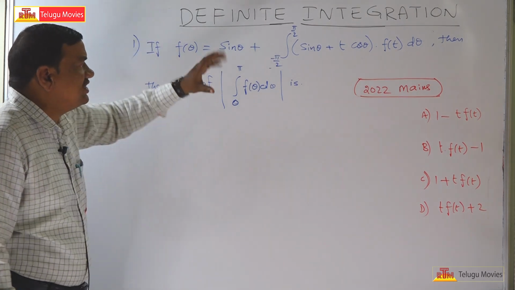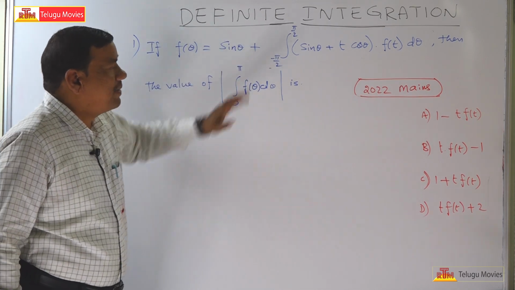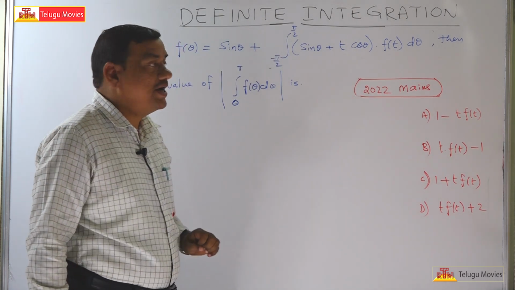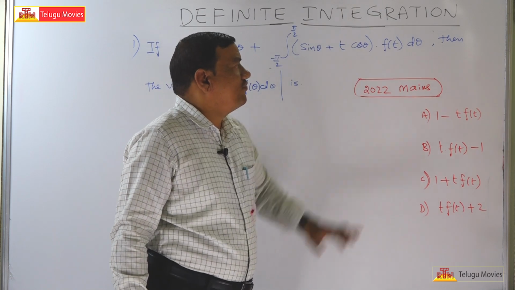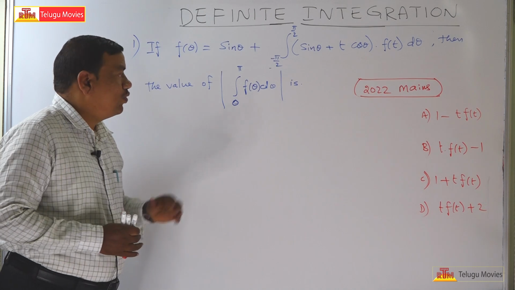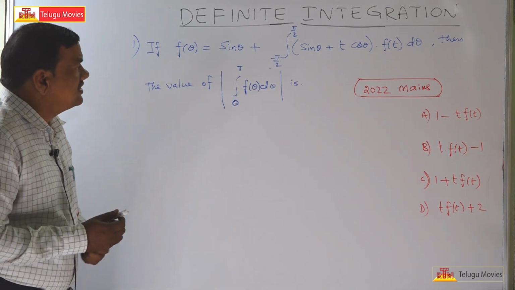So, here one function is given. f of theta is equal to sin theta plus integral from minus pi by 2 to plus pi by 2 of (sin theta plus t cos theta) f of t d theta. Then what is the value of integral 0 to pi f of theta d theta? Okay, so let us see this problem.